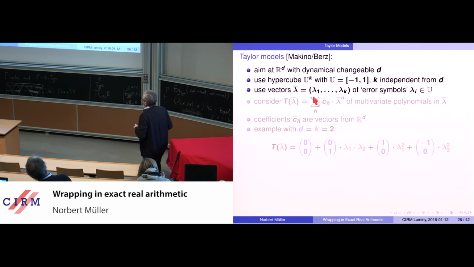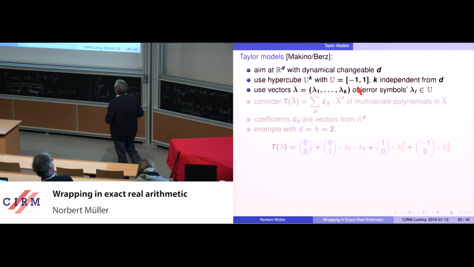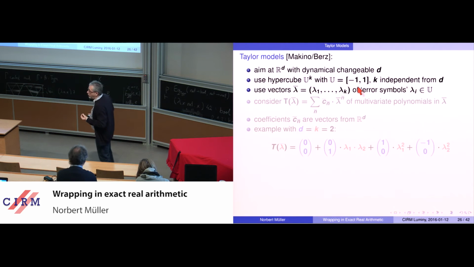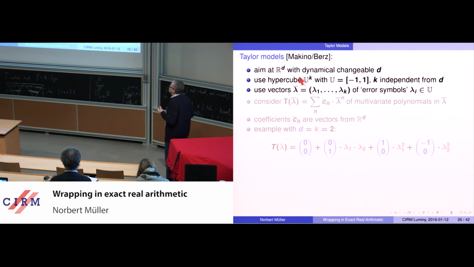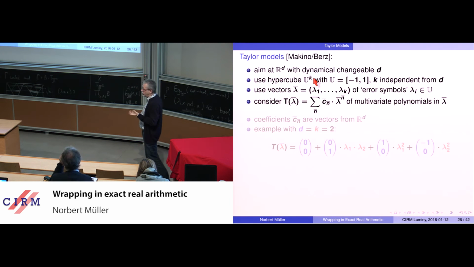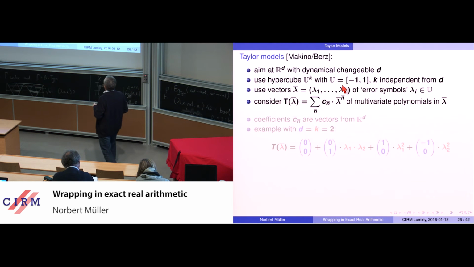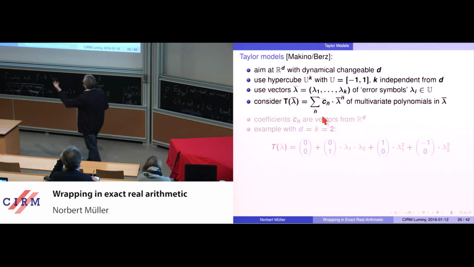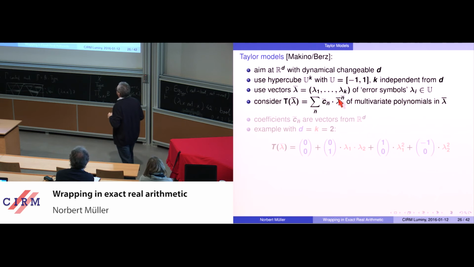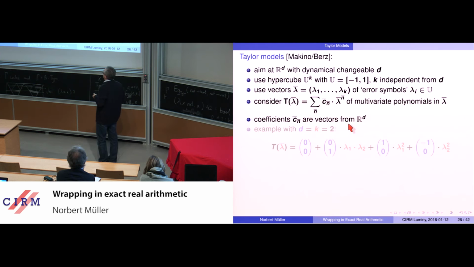We just define some symbols called error symbols, and we just know that they should be from this set -1, 1. We have k of them, so we're working with a domain which is u to the k. And then we take polynomials on these error symbols, multivariate polynomials, perhaps even a vector of multivariate polynomials, and so a sum of coefficients which are vectors of these parameters. So coefficients would be vectors.